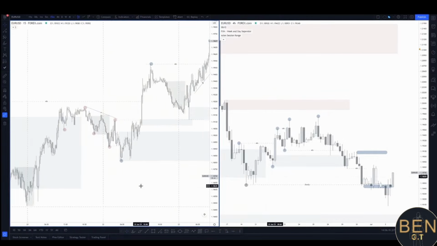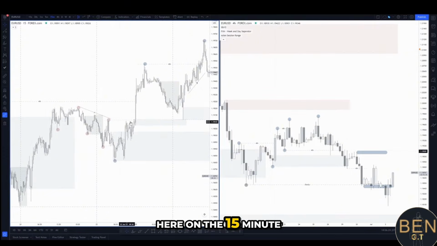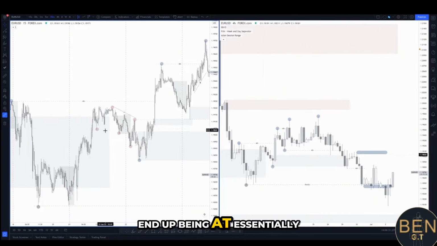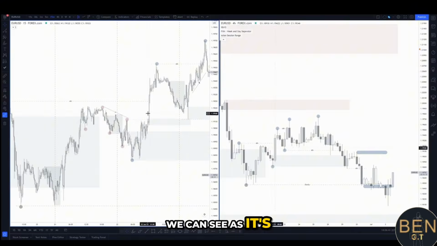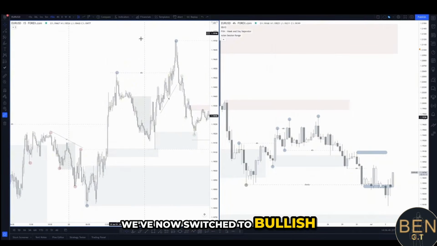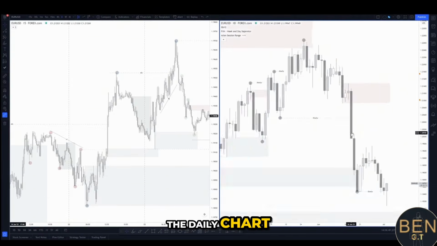As we can see right now on the 4-hour chart, we are also in a bearish move. And what we can see here on the 15-minute, the 4-hour change of character and the 15-minute change of character end up being at essentially the same points. It's created by these two candles. We see that impulsive move to the upside. We've now switched to bullish, but again, if we switch back to the daily chart, we know that we're still in a bearish trend.